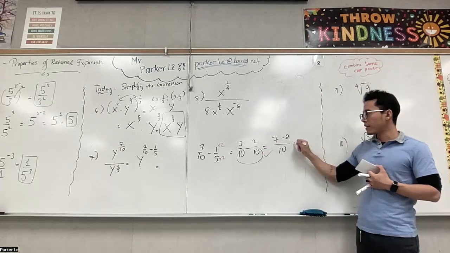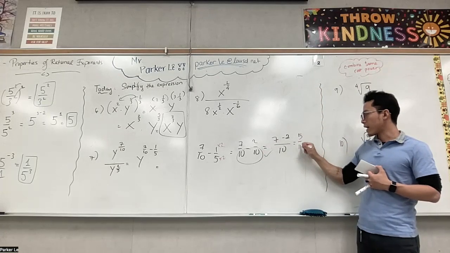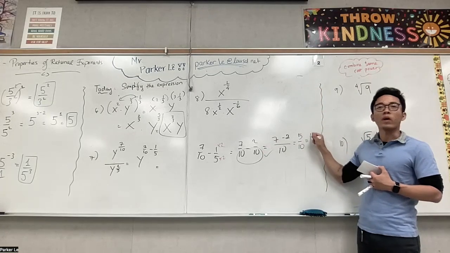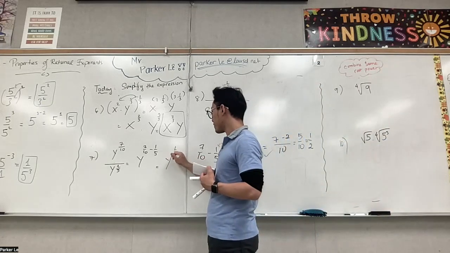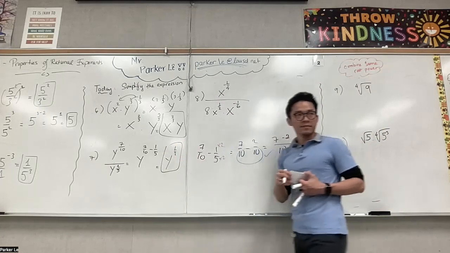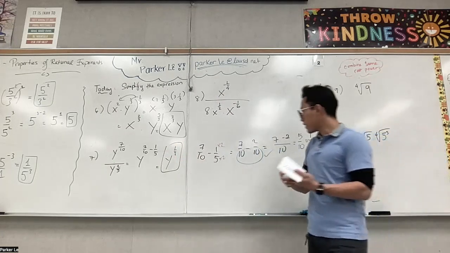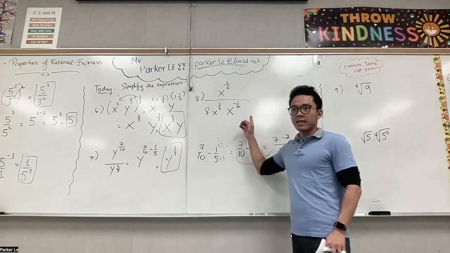Yeah, 7 minus 2 is 5/10. What is 5/10? 1/2. Very good. So 1/2. So my answer here is 1/2.